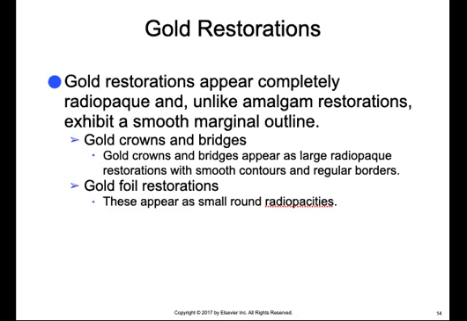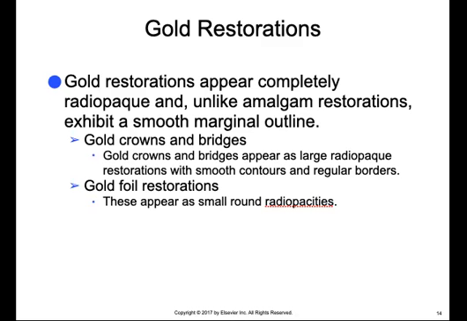So gold restorations appear completely radiopaque, and unlike amalgam restorations, exhibit a smooth margin line. So this can include a gold crown or a gold foil restoration. And gold crowns and bridges appear as large radiopaque restorations with smooth contours and regular borders.